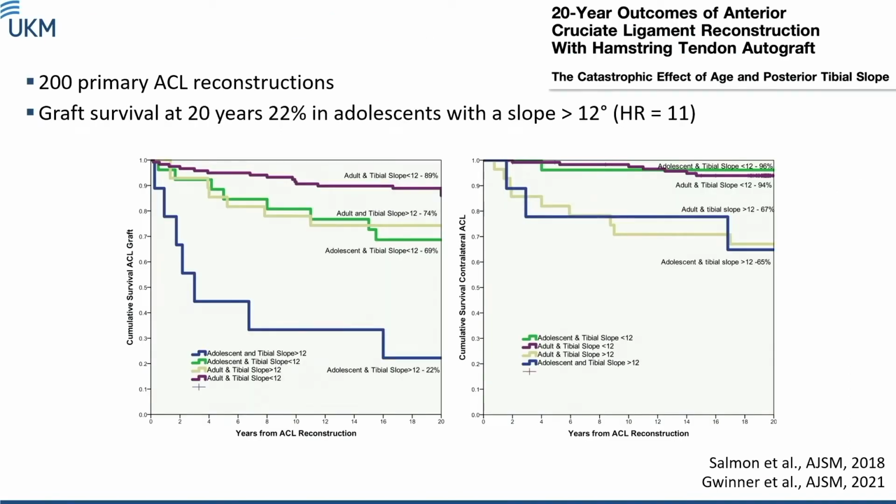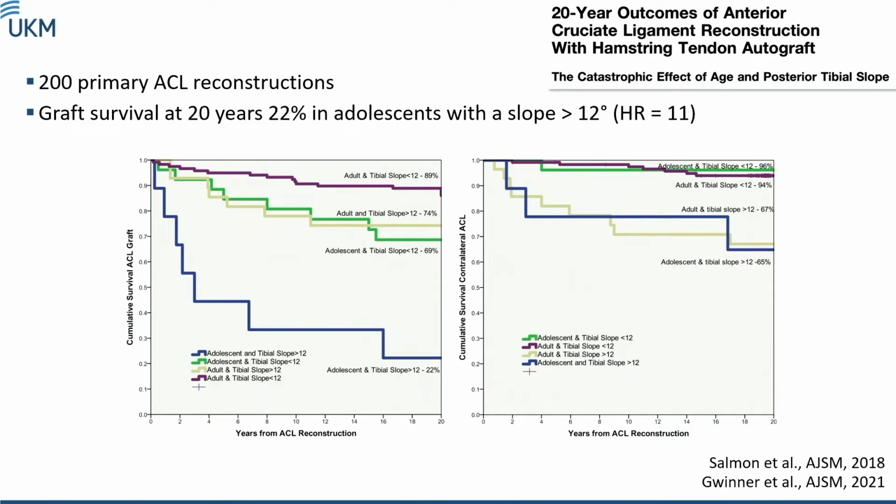The question is, what should we do clinically now? And this is a landmark study and the most important study, I guess, on this topic. It's a 20-year follow-up outcome study on 200 primary ACL reconstructions. And the authors described a graft survival rate at 20 years of only 22% in adolescents if the slope was greater than 12 degrees.